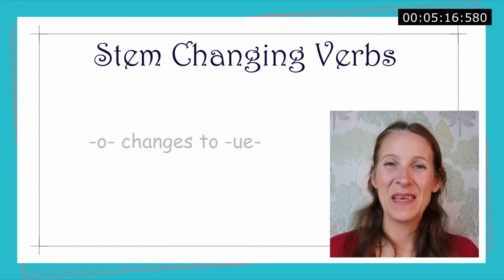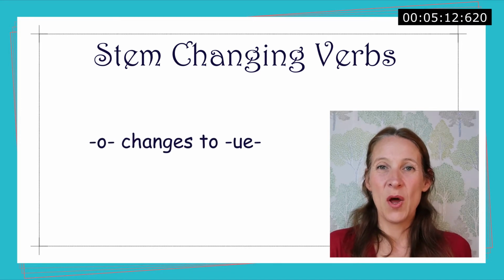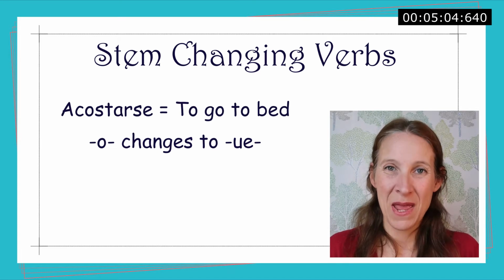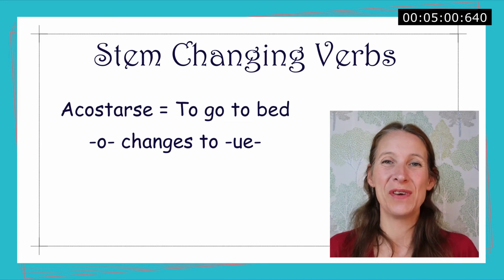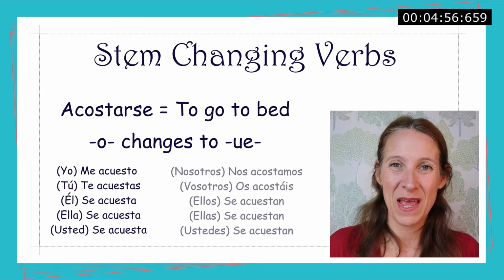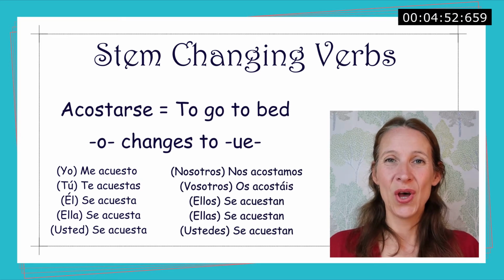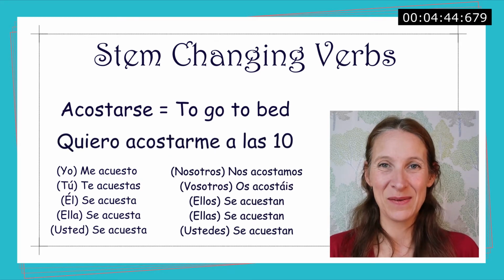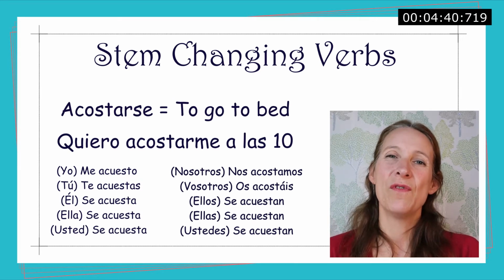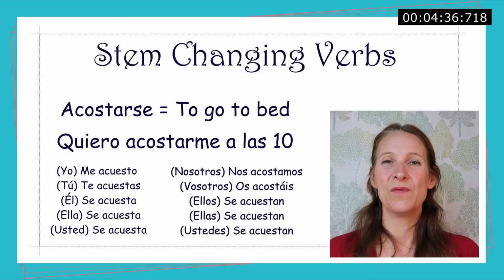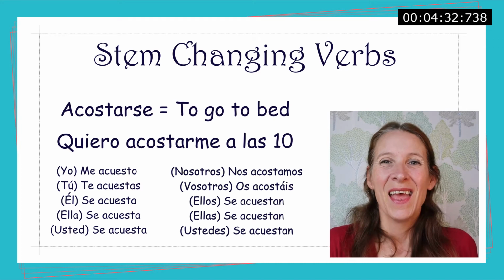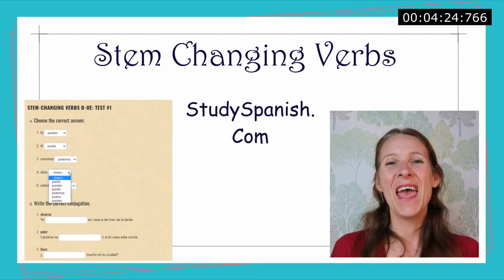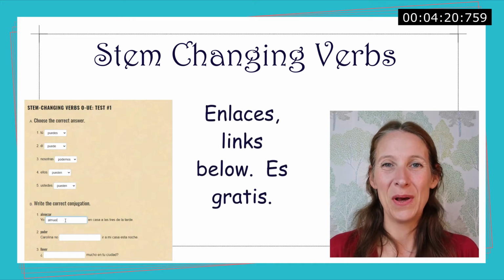Quiero despertarme a las 6. Otros ejemplos incluyen verbos que cambian O to UE. Por ejemplo, acostarme. Acostarse is to put yourself to bed, and acostarme is to put myself to bed. So, me acuesto a las 10. Quiero acostarme a las 10, por ejemplo. Now, for reflexive verbs y por los verbos que cambian de stem, hay ejercicios muy buenos in studyspanish.com, and I have linked those ejercicios below in the description.